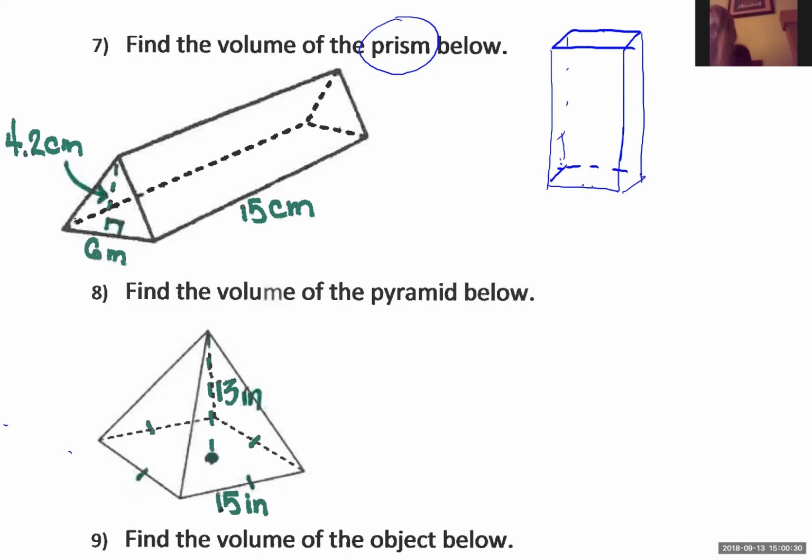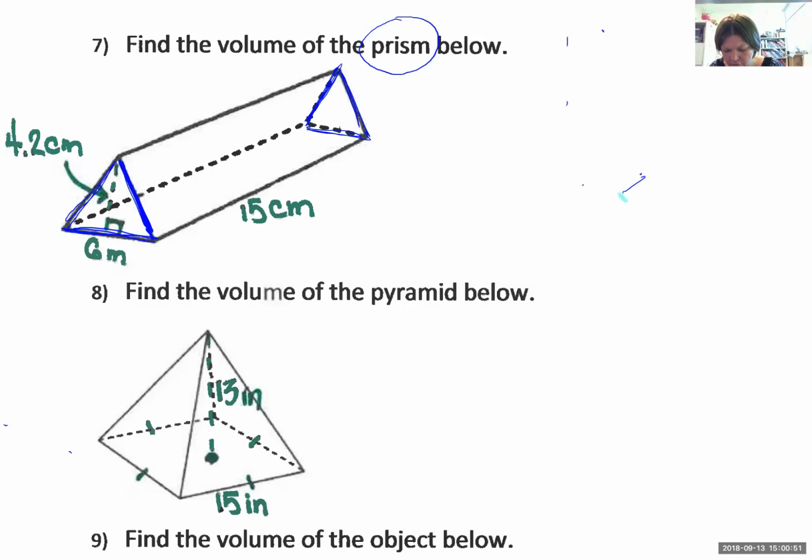Can you see that? I have a triangle on this side. I have a matching triangle on that side. They would be identical. And then I go straight from one to the other. That's what a prism is. Does that make sense to everybody? Yes. Okay, so I'm going to need the volume of a prism formula.